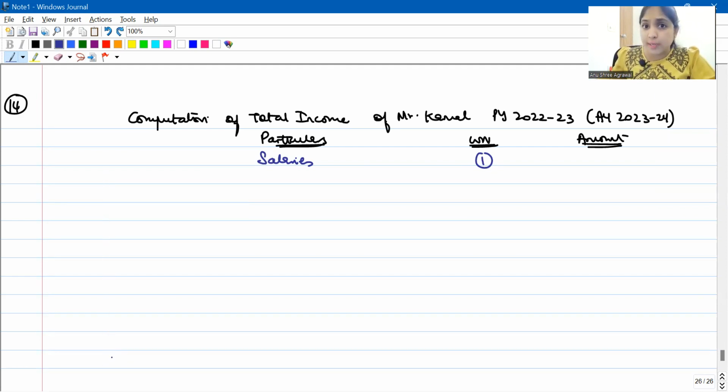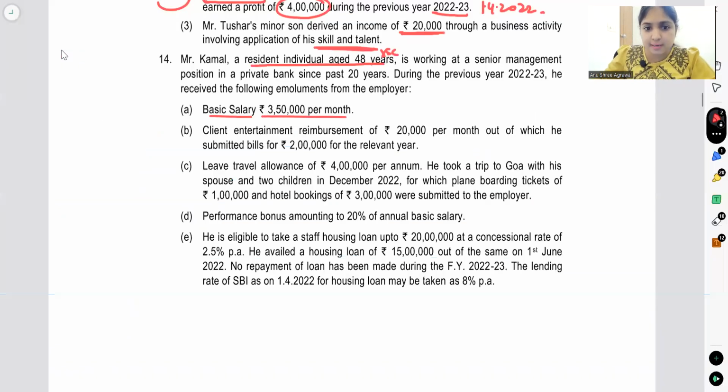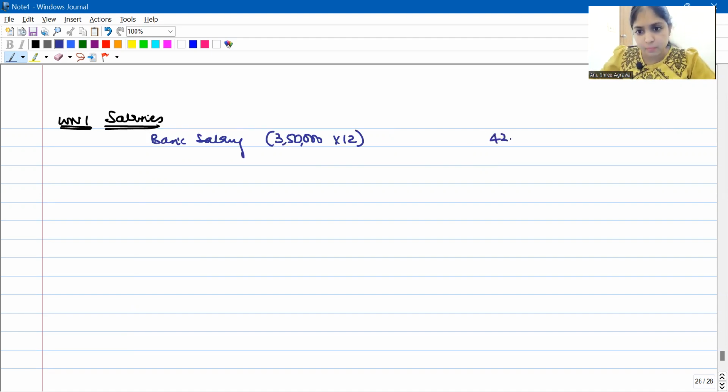Leave easily 7 to 8 lines for total income calculation. Again, leave some 8 to 10 lines for tax liability calculation. And then start the first working note with the heading salaries. Under this, first of all, we have basic salary 3,50,000 per month. So basic salary, please show the calculation 3,50,000 into 12, which is going to be 42 lakhs.